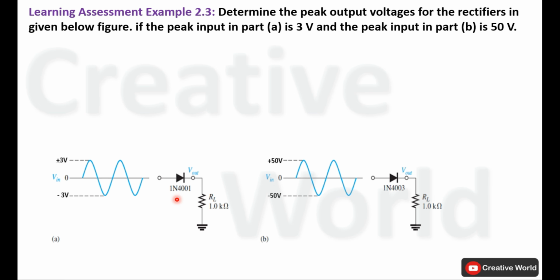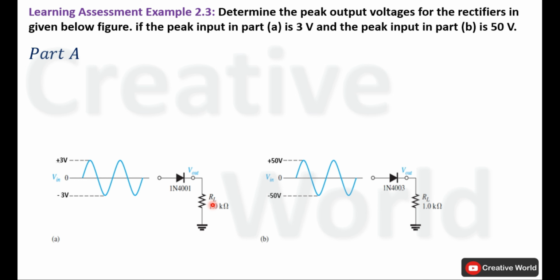We will start from figure A. Inside this figure, a general purpose diode 1N4001 is utilized to rectify an AC signal of 3 volt peak. This is a silicon diode. Forward voltage drop across this diode will be 0.7 volt.